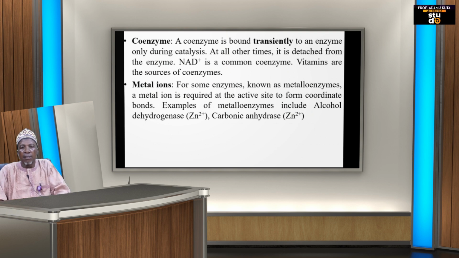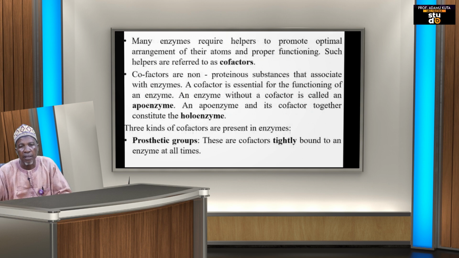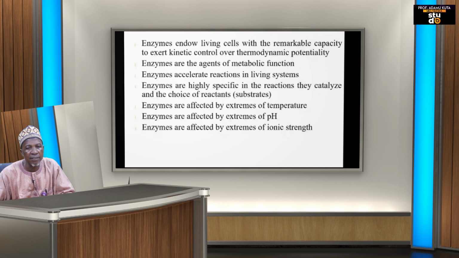Then we have characteristic features of enzymes. Enzymes have very peculiar features that make them different from inorganic catalysts. They endow living systems with remarkable capacity to exert kinetic control over thermodynamic potentiality. Because we know enzymes act in the system to sustain life, they are amenable to changes. Depending on the needs of the cell, the enzyme could be active or inactive.